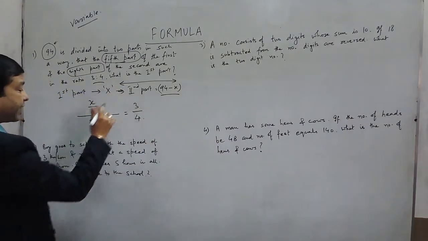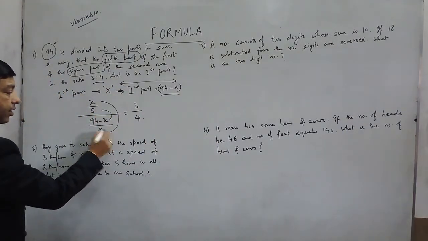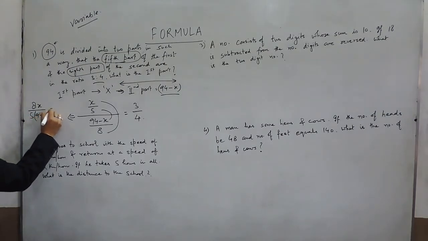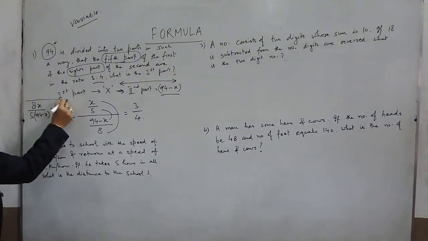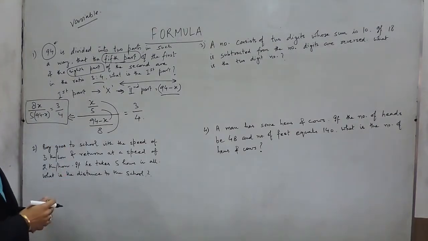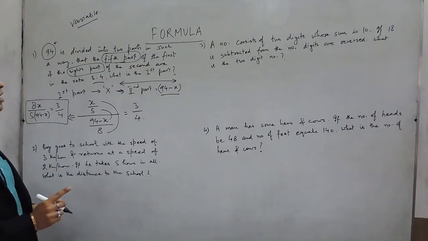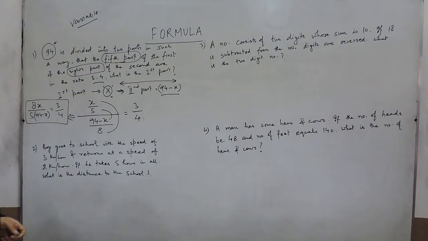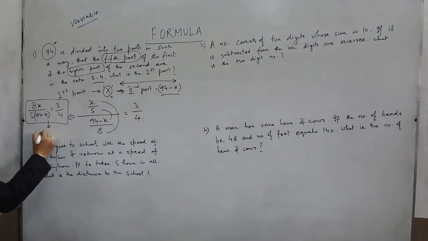Or we can say, we can multiply it like this. So we can say this comes out to be 8x upon 5 multiplied by 94 minus x is equal to 3 upon 4. So this is the way we have put it in an algebraic expression. In the next part we will understand this is known as a linear equation, where there is only one variable which is required. Here the variable is x, and we can solve the question and get the value of x as our answer.